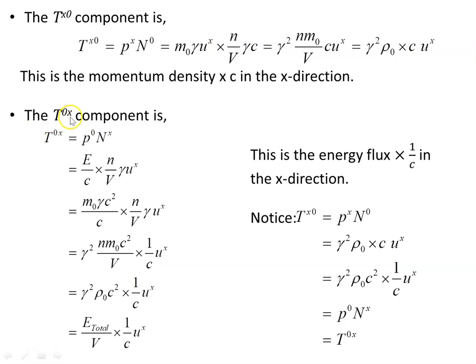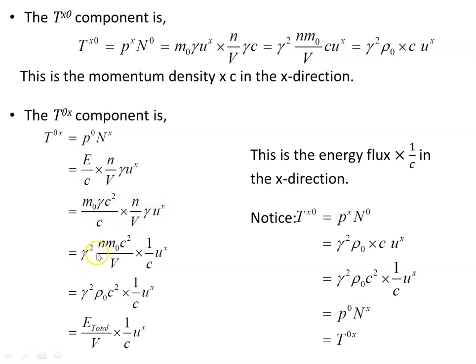The other component now, the 0x component, T0x is P0 nx, which is E on c times n on v gamma ux. Now again, the gamma here means that we're observing something in a frame S prime moving with respect to us, so E has a gamma factor as well, m0 gamma c squared on c times n on v gamma ux.